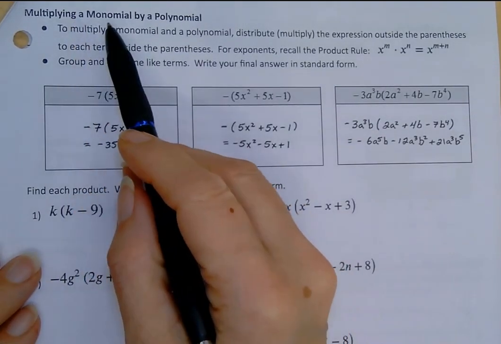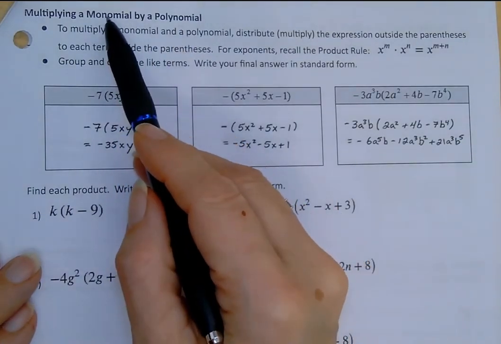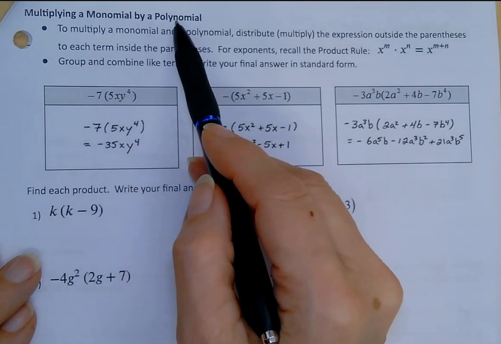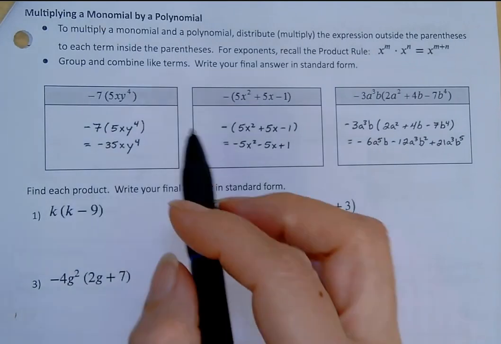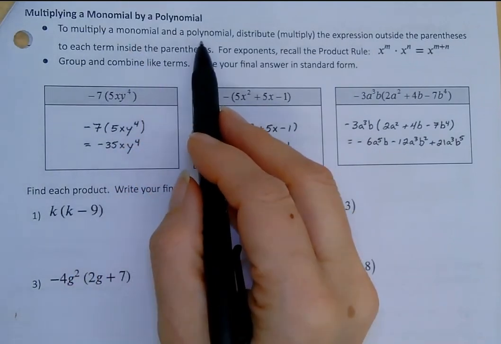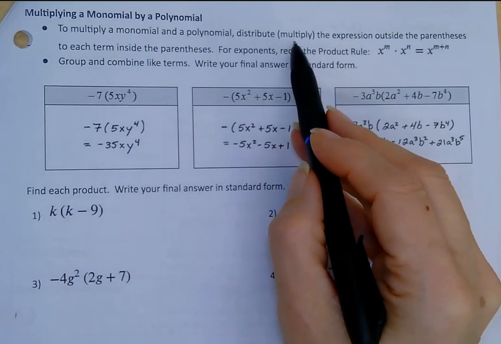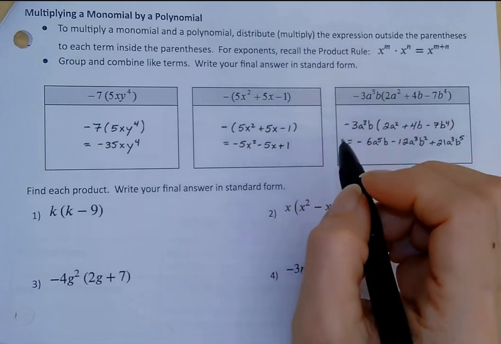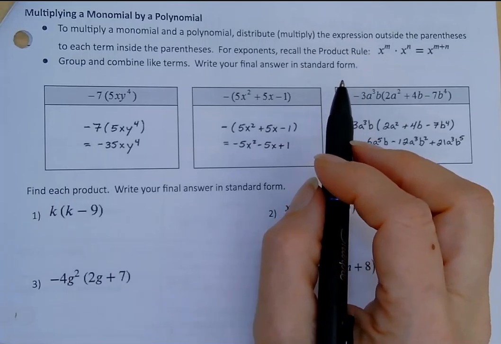We're going to multiply a monomial by a polynomial. So remember, a monomial means that we have one term. Polynomial means that we have one or more terms. When we want to multiply a monomial and a polynomial, we're going to distribute the expression outside of the parentheses to each term inside the parentheses. This is assuming there's more than one term inside the parentheses.